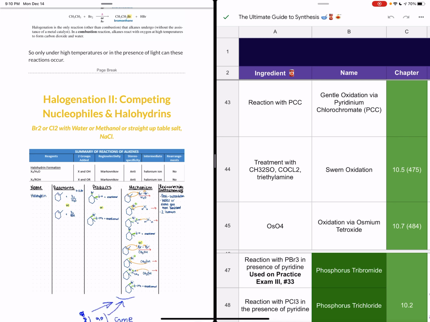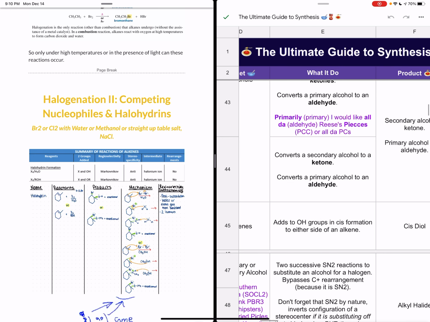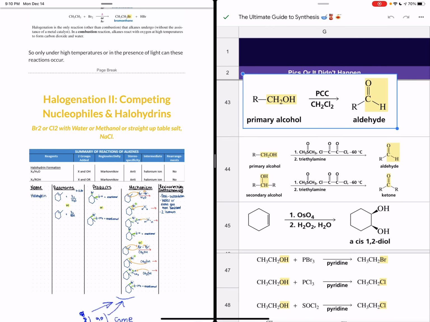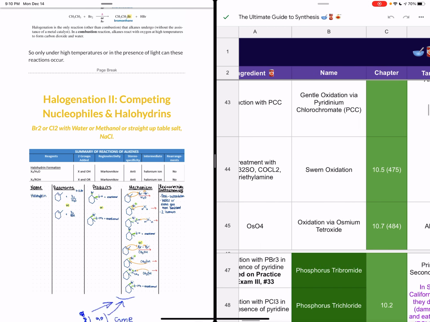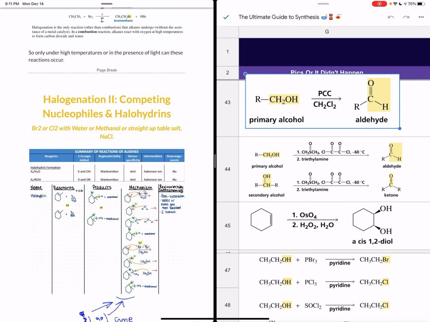The other thing that you could see is oxidation via osmium tetroxide. This is going to add OH groups and create what's called a cis diol, which will look like this. And this is actually going to affect not an alcohol. This is going to create an alcohol, and this is going to affect an alkene. Okay.